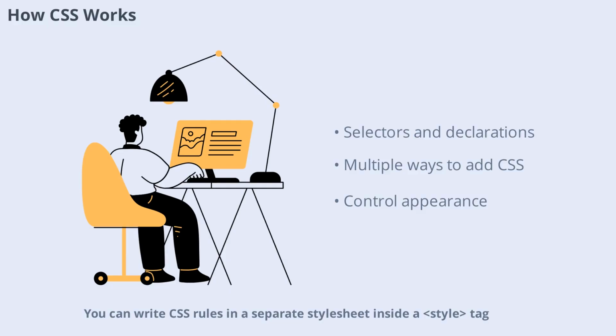You can write CSS rules in a separate style sheet, inside a style tag, or directly on elements using the style attribute. CSS rules consist of selectors and declarations, allowing you to control the appearance of every part of your web page.